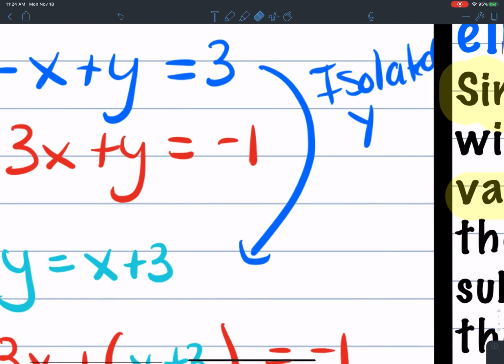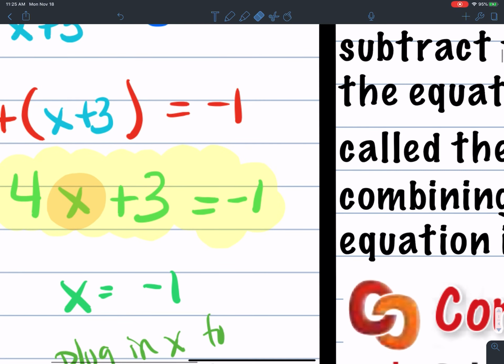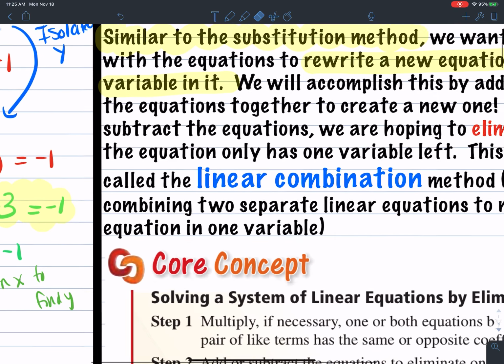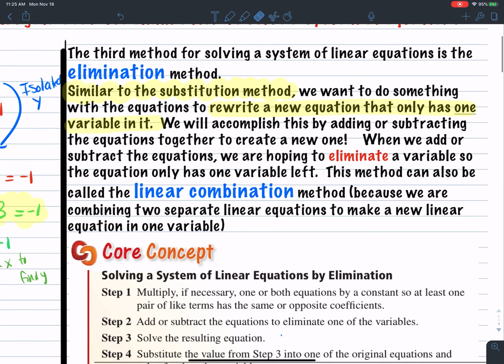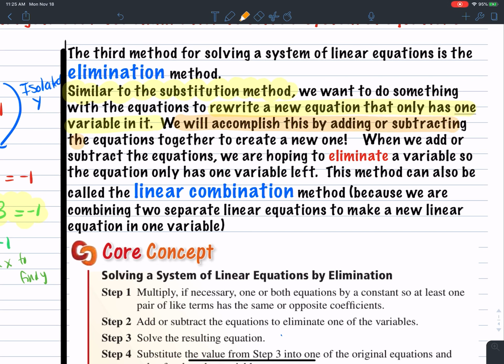So we started with two equations with two variables, and we did something to create a new equation that only had one variable in it. Well, that's going to be similar to what we're going to do with elimination. But with elimination, we're going to accomplish this by adding or subtracting the equations to create a new one. What we're trying to do when we add or subtract them is to eliminate a variable so that there is, again, only one variable left.